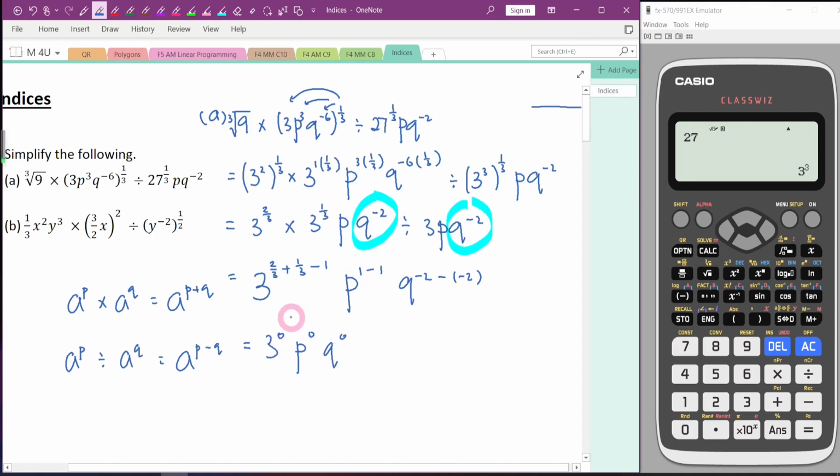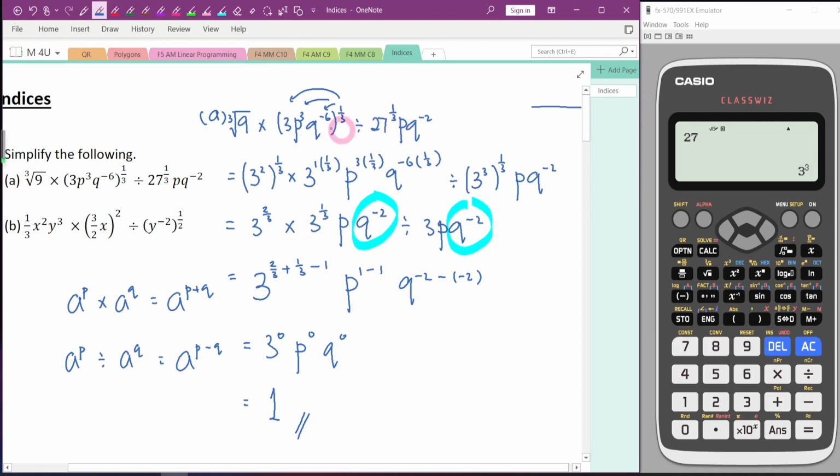So 3 to the power of 0 is equal to 1, right? P to the power of 0 equals 1. Q to the power of 0 also equals 1. Therefore, the answer here will be equal to 1. So let's say you want to check, is it really equal to 1?